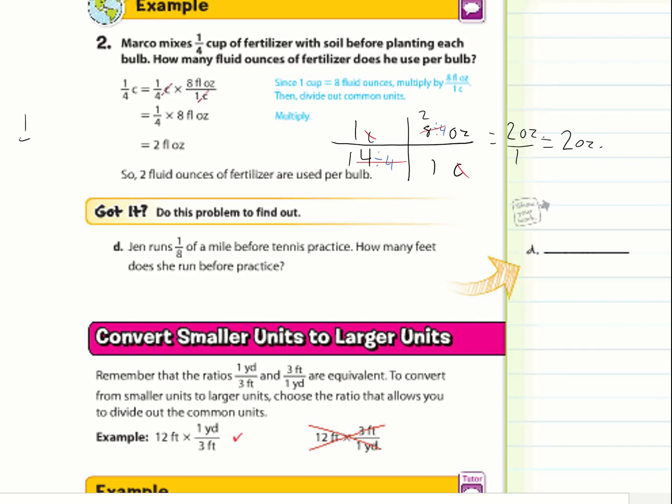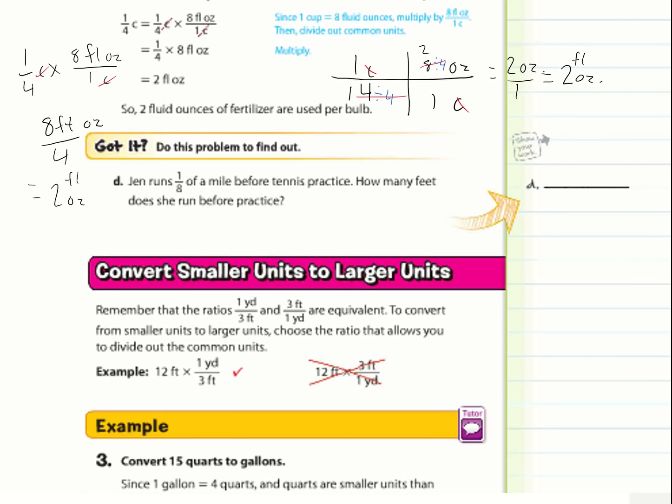You take 1/4 a cup times 8 fluid ounces over 1 cup. And then my cups cancel. 1 times 8 equals 8 fluid ounces over 4, and that's going to equal 2 fluid ounces. So I should be putting FL for fluid ounces. So go ahead and try D.